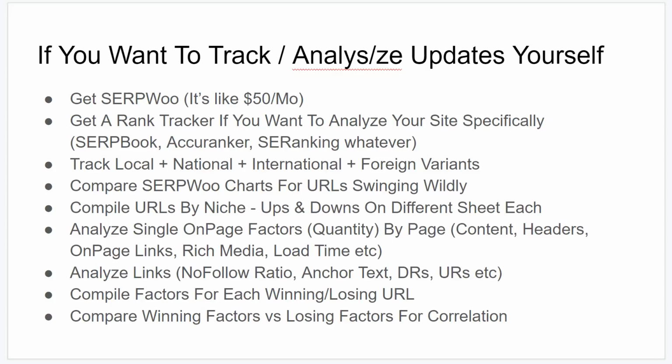You then want to go and look at your anchor text, DRs, URs, etc., compile all of those factors for each winning/losing URL, and then you want to compare the winning factors versus losing factors for correlation.